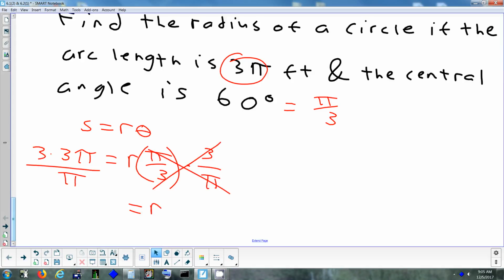Let's see, how about Jane? Do you see what I would get for my radius? That would be 9. 9 what?